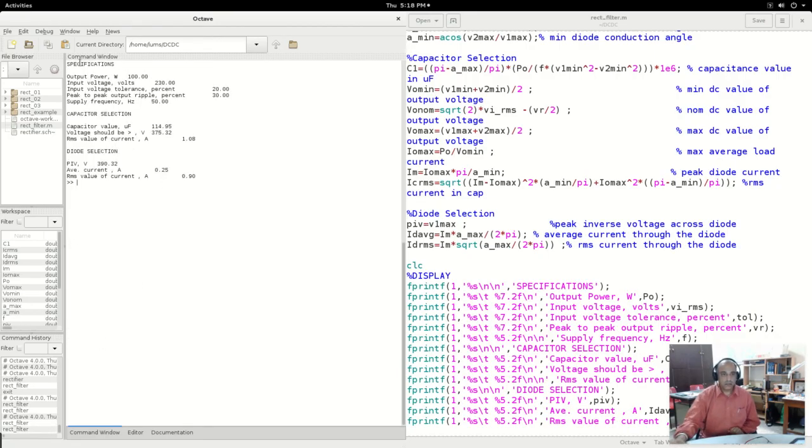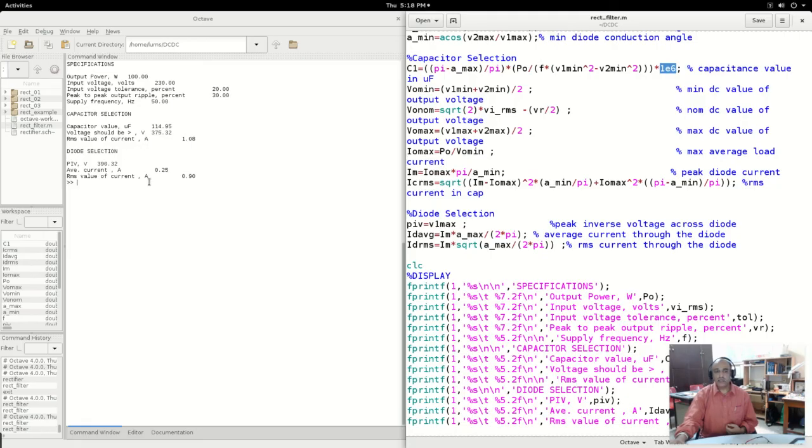So yeah, the specifications, this is the output power, all those things, and the capacitor selection values, 114.95 microfarads, so on and so forth. The diode selection and things like that. I have multiplied here by 1e6 so that I can express it in microfarads rather than having a very long floating point number here.